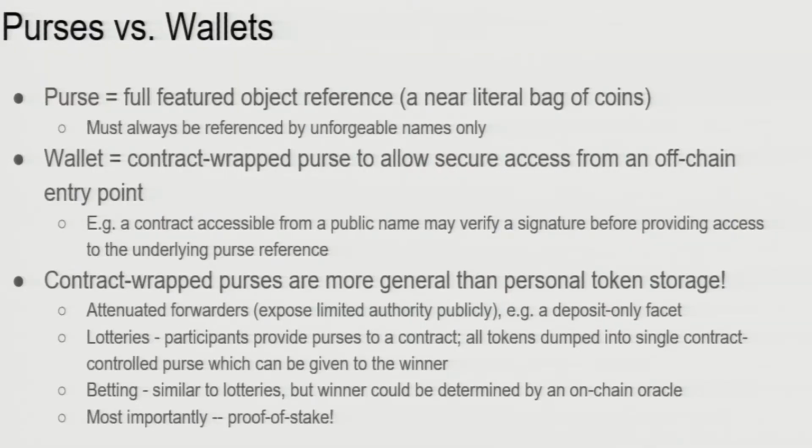Or you could develop contracts that have purses behind them to do fun things like lotteries or betting, where the idea is that the participants hand the contract their purses, the contract dumps them into the pot, and a winner is chosen in some way, and that purse is then given to the winner. But most importantly, of course, proof of stake is basically just a contract wrapping a purse. The people bonding will give their bonds in a purse. It will take it, put it into the protected Casper purse, and they won't get that money back until they unbond. And we'll talk more about that later as well.